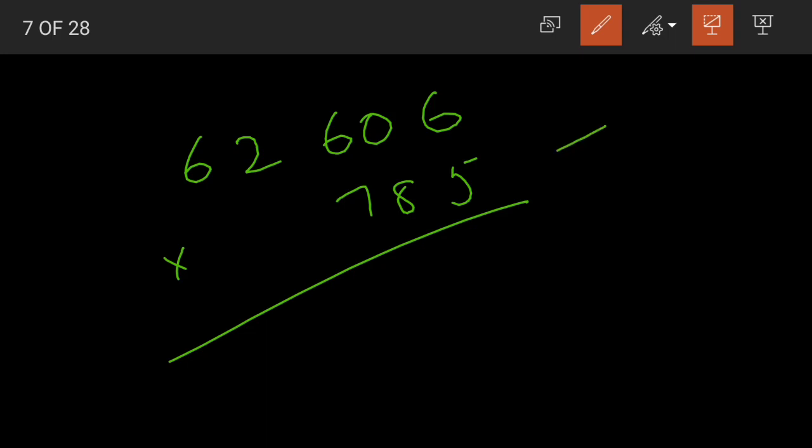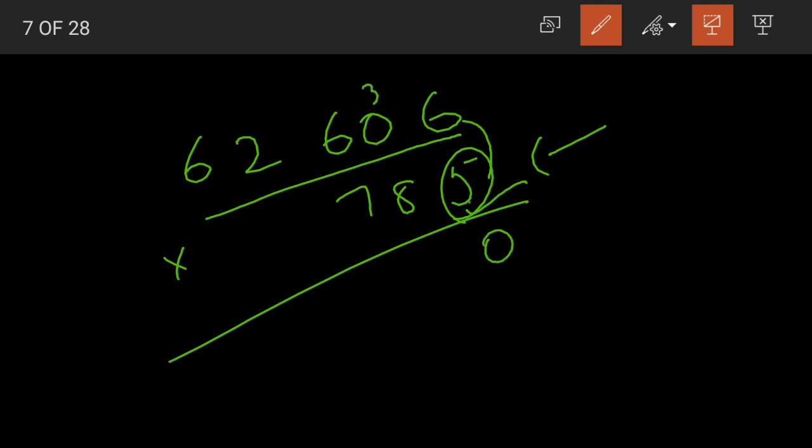62,606 into 785. Now how do we multiply this? First we start from the right hand side. We have 5 here. So we'll multiply each digit with 5. 5 6s are 30. So 3 will be carried here. 5 zeros are 0. We have 3. 0 plus 3 becomes 3. Then again 5 6s are 30. We'll write 0 here and 3 will be carried. 5 2s are 10. 10 plus 3 becomes 13. So again 3 will be written here.